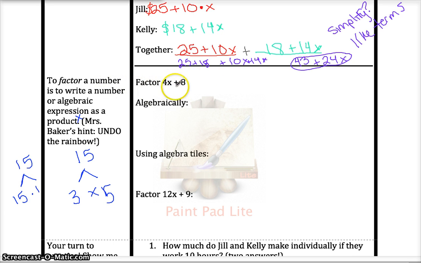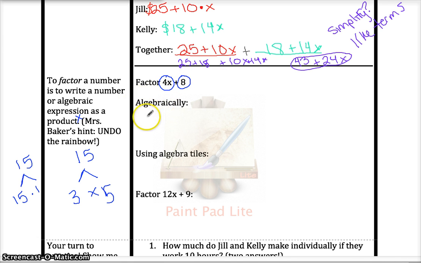Remember, the key to factoring is to find one number that goes into both sets of numbers. So in this one, we have a 4 and we have an 8. So we need to find one number that goes into both 4 and 8. Take a moment and think about it. See if you can figure out what that might be. Well, for me, I know that 4 can go into 4 and 4 can go into 8. So I'm going to use 4.